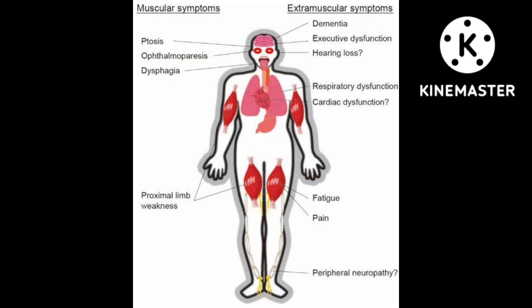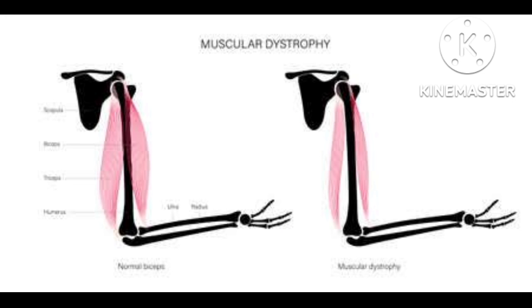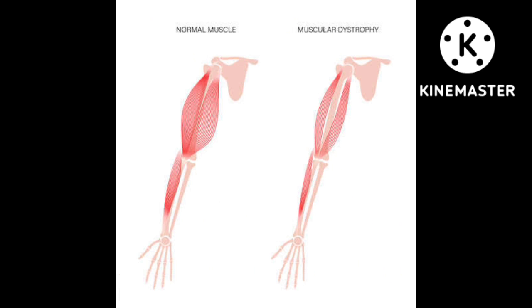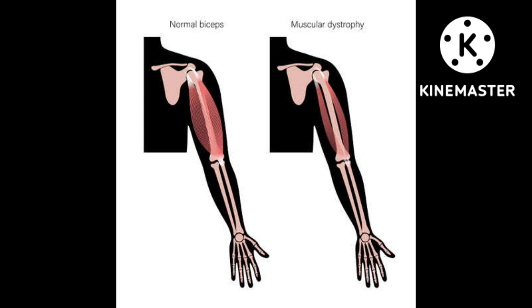The last one is limb girdle. Hip and shoulder muscles are usually affected first. People with this type of muscular dystrophy might have difficulty lifting the front part of the foot and so might trip frequently. Onset usually begins in childhood or the teenage years.